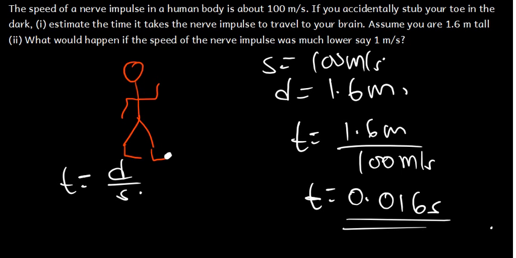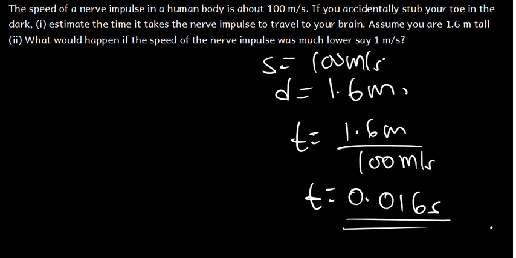Then part 2 is saying what would happen if the speed of the nerve impulse was much lower. Let's say it is 1 meter per second. Now we can only give the conclusion after finding the time first. So what's going to happen? We said speed was equal to distance over time. To make t the subject of the formula, we say t is equal to d over s.